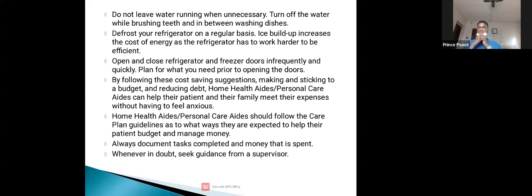to be more efficient. Open and close the refrigerator and freezer doors infrequently and quickly. How? Don't always open the refrigerator door because why? The more you open it, the more the cold air escapes and so it may increase the amount of working time. So you open and close the refrigerator very fast, infrequently, like we said.